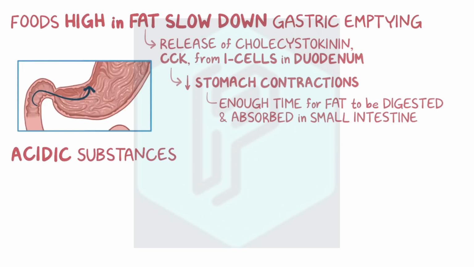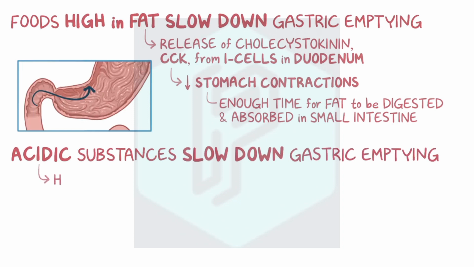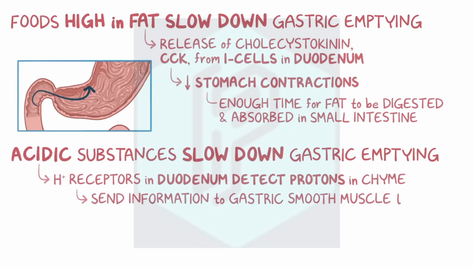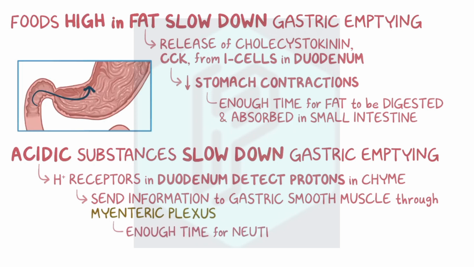Acidic substances containing lots of protons also slow down gastric emptying. And that's because hydrogen ion receptors in the duodenal mucosa detect the high concentration of protons in the chyme, and send that information to gastric smooth muscle cells through interneurons in the myenteric plexus. This slows down the delivery of gastric contents to the duodenum, and ensures enough time for neutralization of the protons by pancreatic bicarbonate. This neutralization of duodenal contents is necessary for pancreatic enzymes to work in the duodenum.